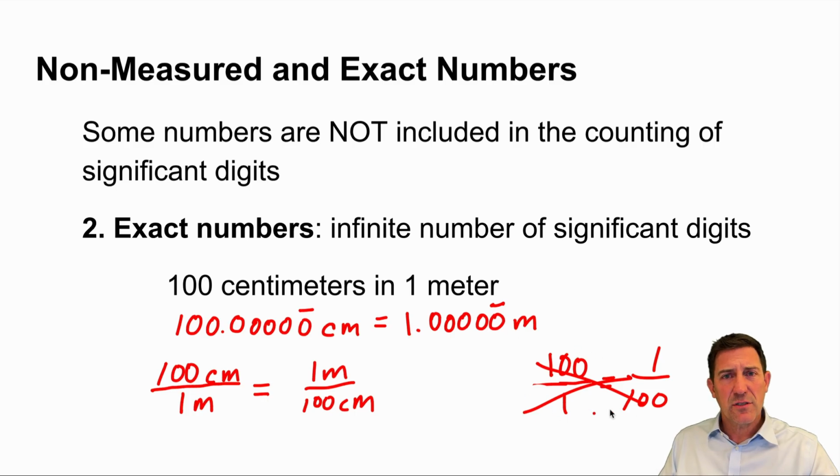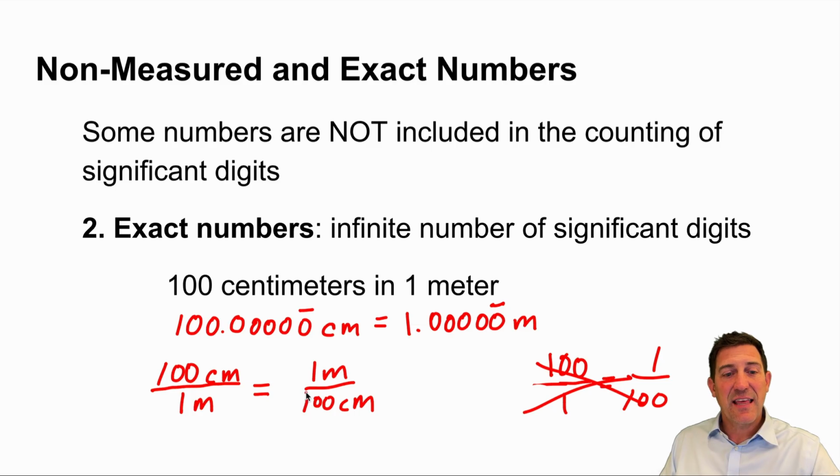Because these are numbers, right? These are objects. These are things. These are measurements. These are conversions. There are 100 centimeters in 1 meter. 1 meter is 100. There's a relationship between them, and that relationship is exact.